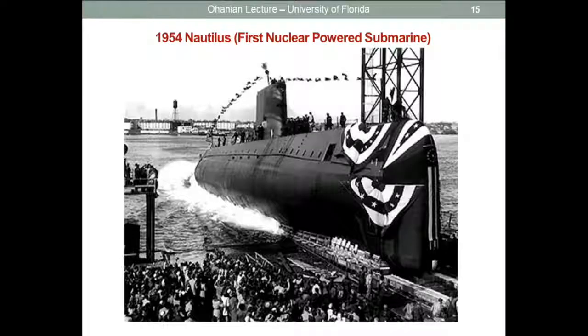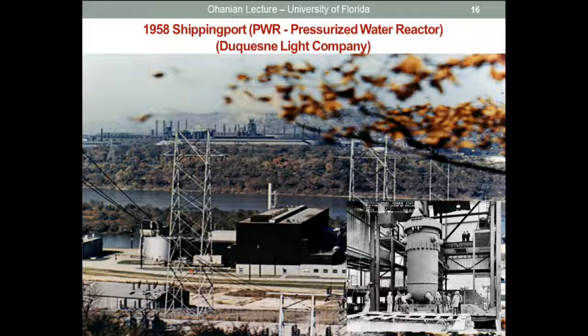A very exciting time. In 1958, the Naval Reactor Program helped construct the Shippingport reactor for the Duquesne Light Company. Has anybody heard of the Duquesne Light Company? Pennsylvania? No, I'm sure it's not around anymore. But there's a reason it was called the Light Company, if you think about it.